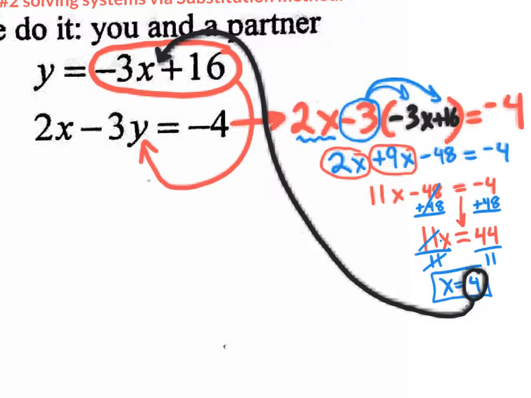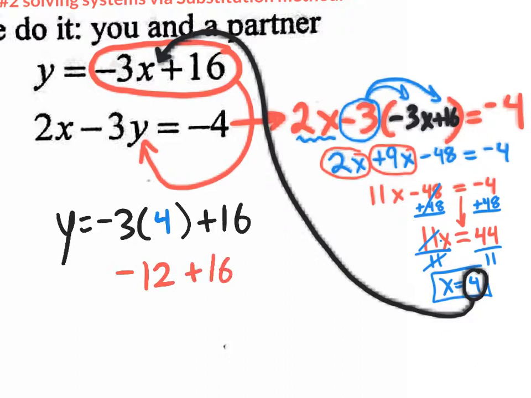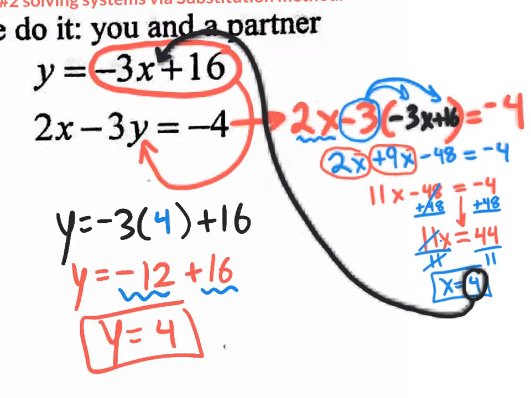So let me rewrite the top equation. Y equals negative 3x, but I'm going to put parentheses because I'm substituting the value 4 into the x position, plus 16. Of course, I'm going to put the 4 right in there. And now I'm just going to solve it. It's going to be negative 12 plus 16. Bring down the equal sign, bring down the y. What is negative 12 plus 16? That's 4. So I really have y equals positive 4. So our answer, the x value is 4, and the y value is also 4.